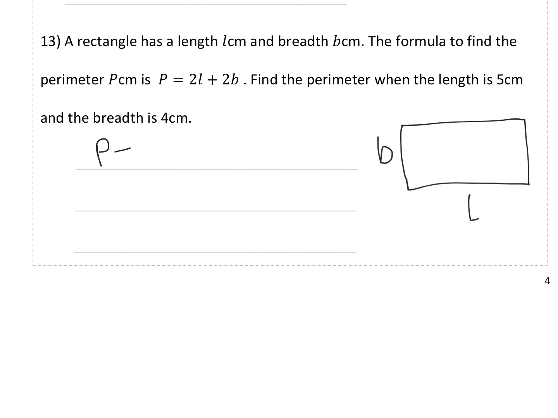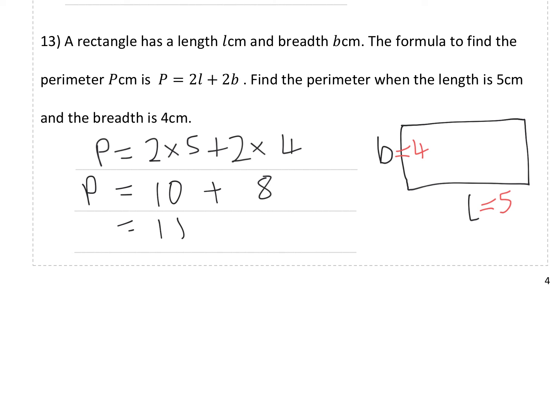So we've got the formula P equals 2L plus 2B. What is L? Well, they tell us that the length is 5. So L is 5. So we can replace the L with the 5, plus 2B. Now B is the breadth, and it tells us the breadth is 4. So B is equal to 4. So when we're filling in the 2B, that would be 2 4s. We'd work out our multiplications first, which are 10 and 8, and we'd add those together to give 18.